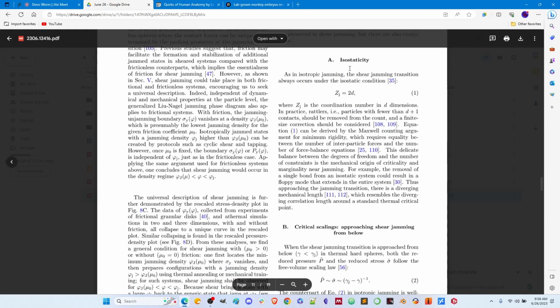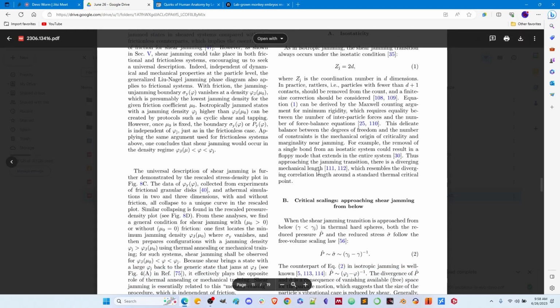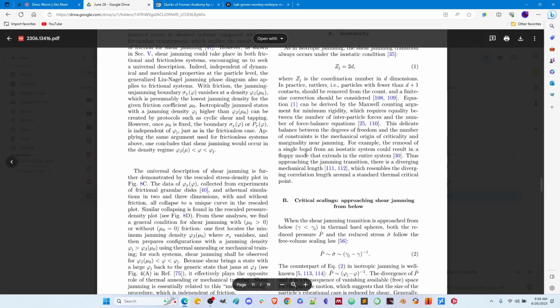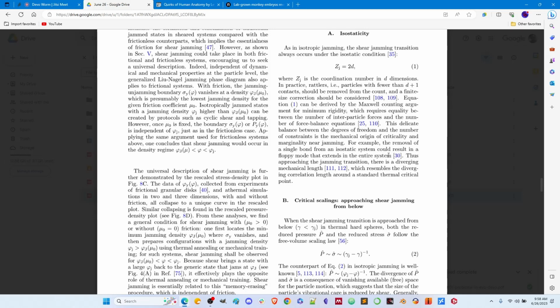And so isostaticity is, as in isotropic jamming, the shear jamming transition always occurs under the isostatic condition. So this is what they're referring to when they refer to that. The removal of a single bond of an isostatic system could result in a floppy mode that extends in the entire system. Basically, it can introduce an instability.